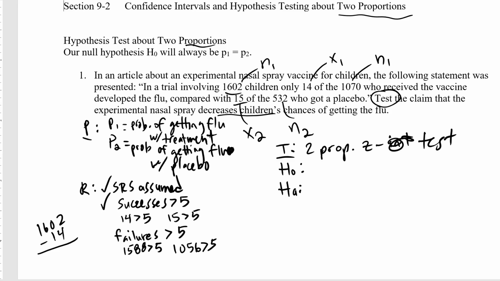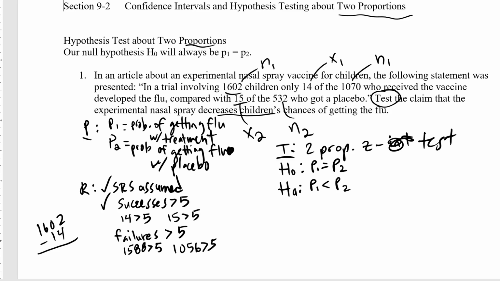What's our null hypothesis? Well, that these two proportions are equal. We assume that they're equal to each other, right? Alternatively, if they don't say anything, we do not equal to. But here it says the spray decreases. So this says the spray, which was in group 1, gives me a lower proportion of getting the flu.